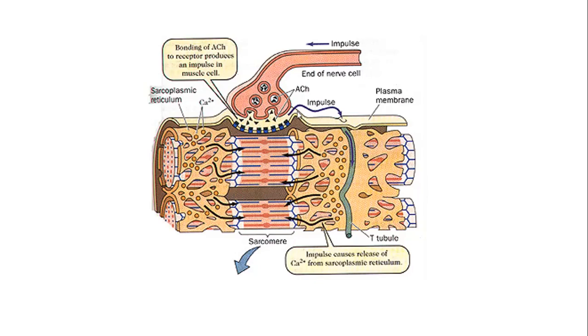Now at the junction, that region of the junction, this cell membrane of the muscle fiber becomes modified. And when it becomes modified, it forms what we call a motor end plate. I will just type it for you. What you'll end up having is a motor end plate. So this is a modified region of the muscular plasma membrane.